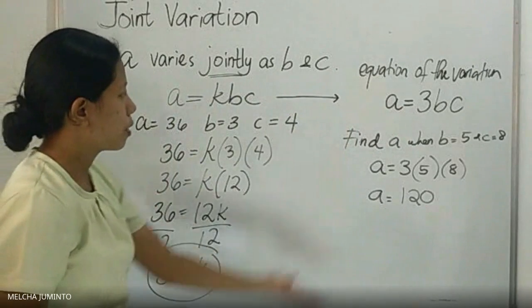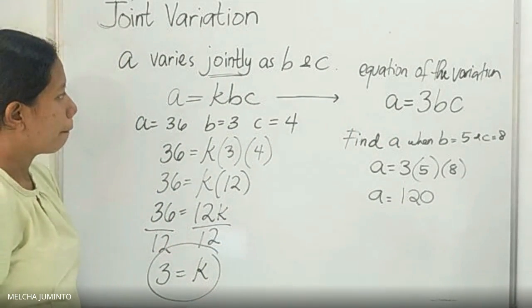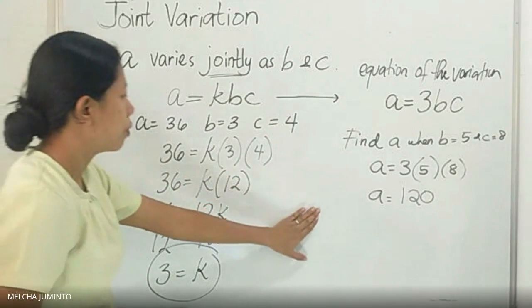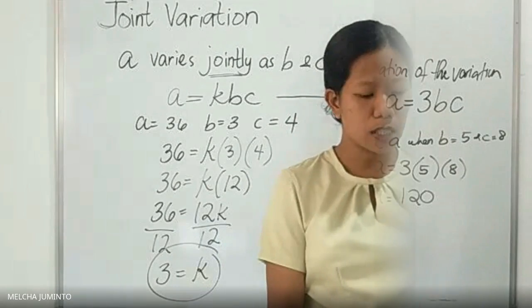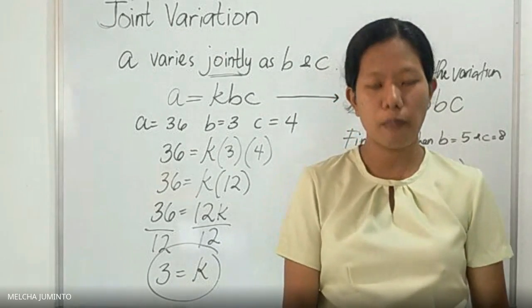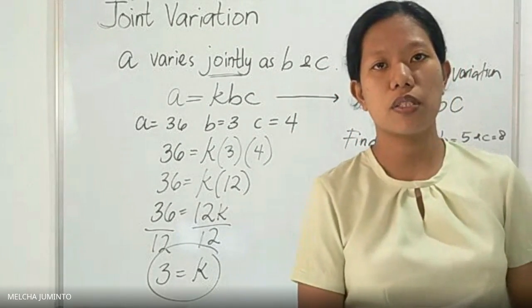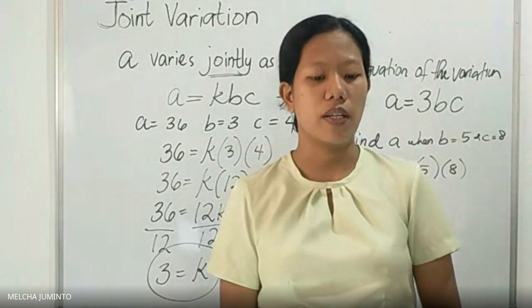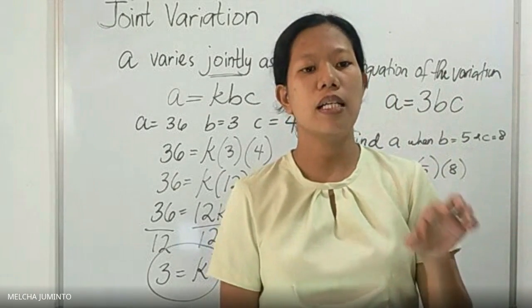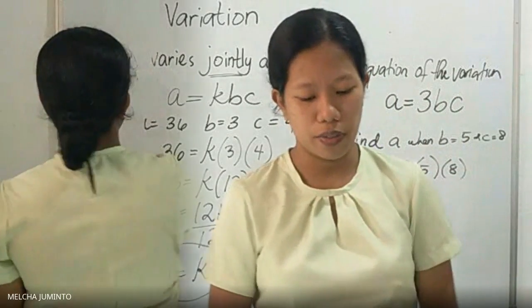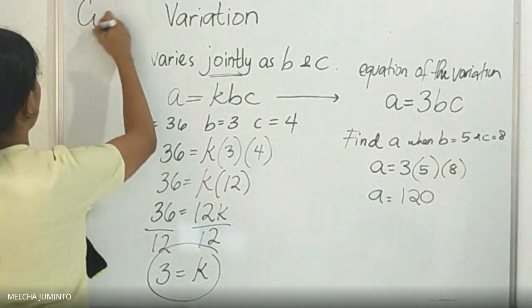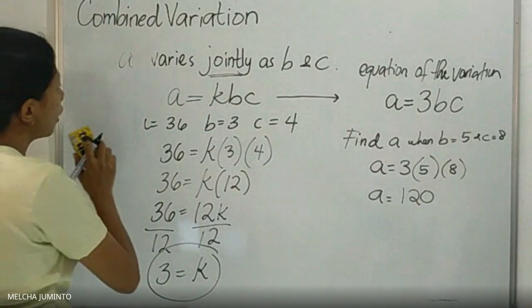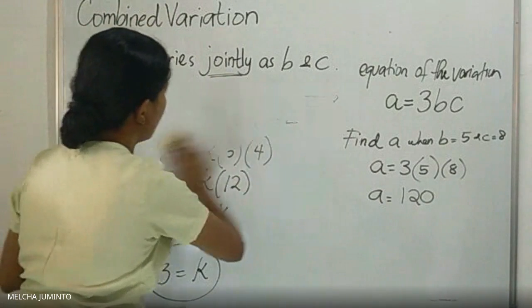So here are the steps in finding the equation of the variation up to finding the value of what is missing in the problem. So let us move to the next kind of variation. We have combined variation. So from the name itself, when you say combined variation, we will be combining the direct variation and inverse variation. So we will form one variation or one equation using direct and inverse. So let us move to the last variation. We have combined variation. Let us use the same variables A, B, and C.